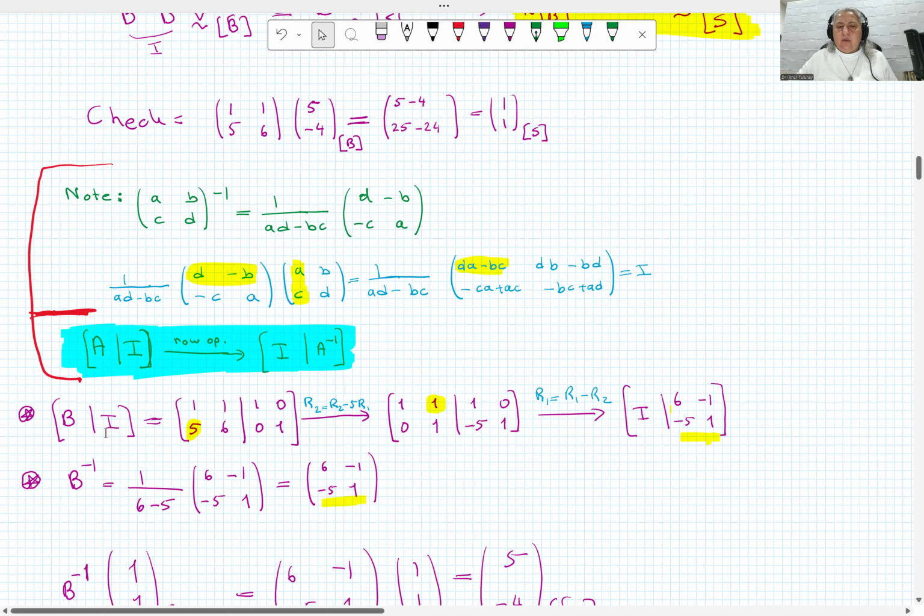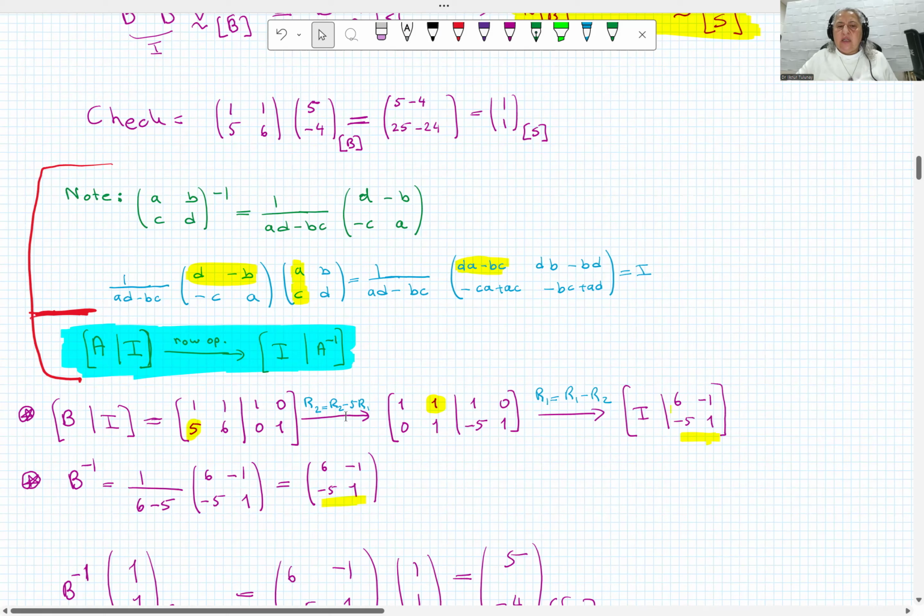Let's do it this way and check it against the other way. So you put B here, you put the identity matrix here, and apply the row operations. You want this position to be 0, so you have R2 minus 4 R1. You want this position to be 0, that is R1 minus R2. And when you're doing it, you're doing exactly the same things from here.